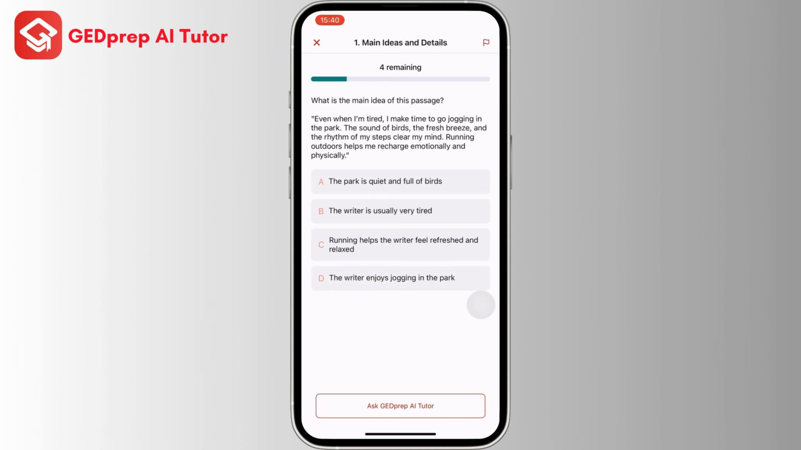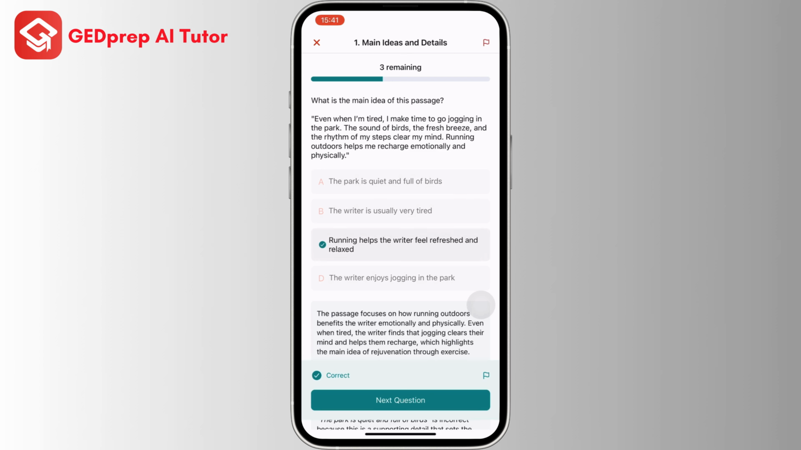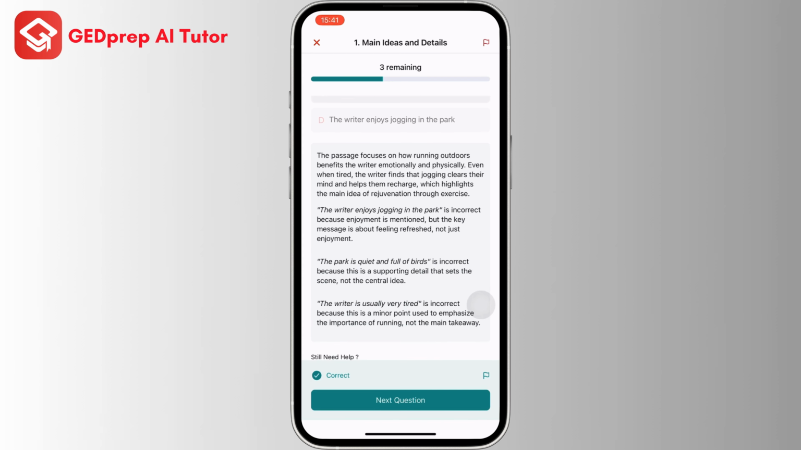Question 3. What is the main idea of this passage? Even when I'm tired, I make time to go jogging in the park. The sound of birds, the fresh breeze, and the rhythm of my steps clear my mind. Running outdoors helps me recharge emotionally and physically. Option 1. The park is quiet and full of birds. Option 2. The writer is usually very tired. Option 3. Running helps the writer feel refreshed and relaxed. Option 4. The writer enjoys jogging in the park. The correct answer is running helps the writer feel refreshed and relaxed.